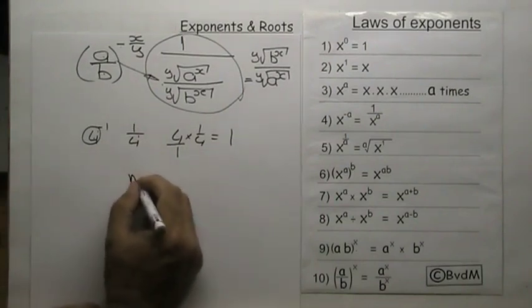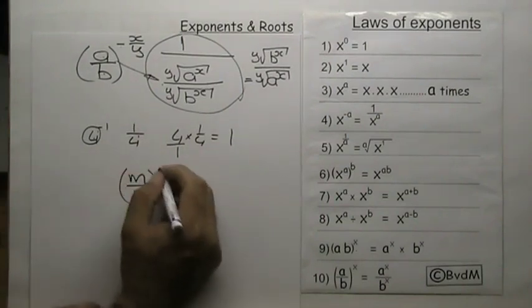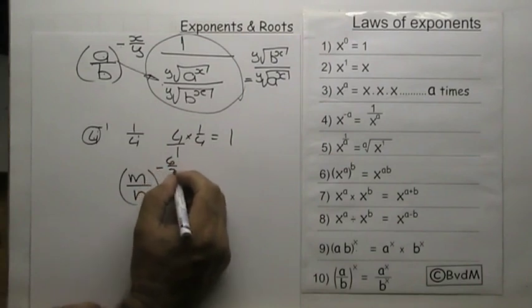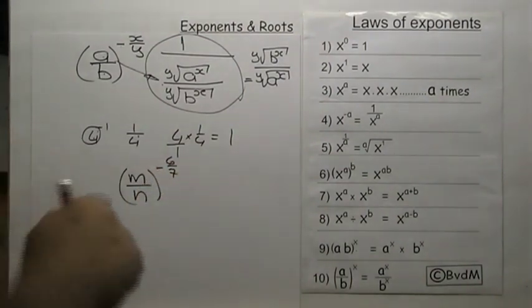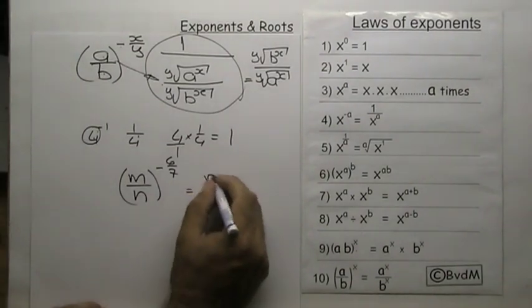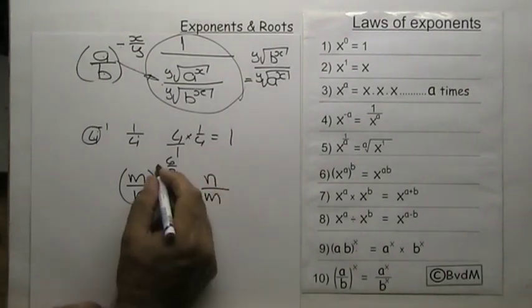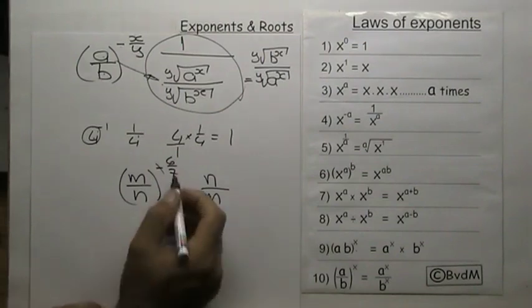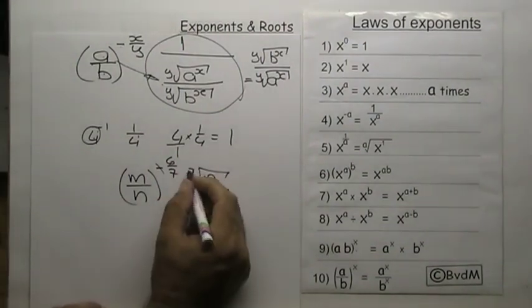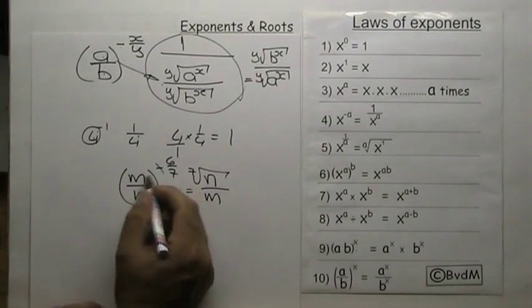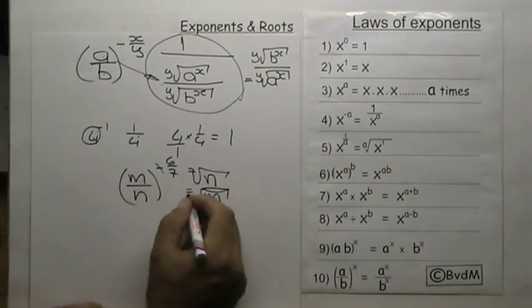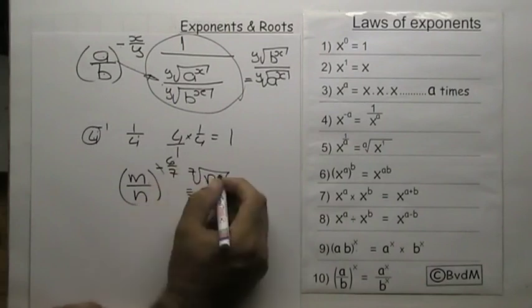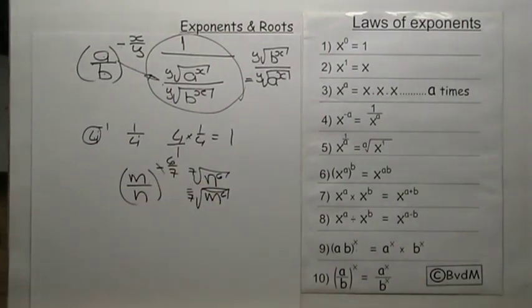So, let's put that one. m over n to the power minus 6 over 7, just to be funny. This is going to become, straight away, n over m, and you throw the minus away. And the 7th root of both of them, raised to the power of 6. Go through this carefully, and in the next chapter we're going to start with exercises.